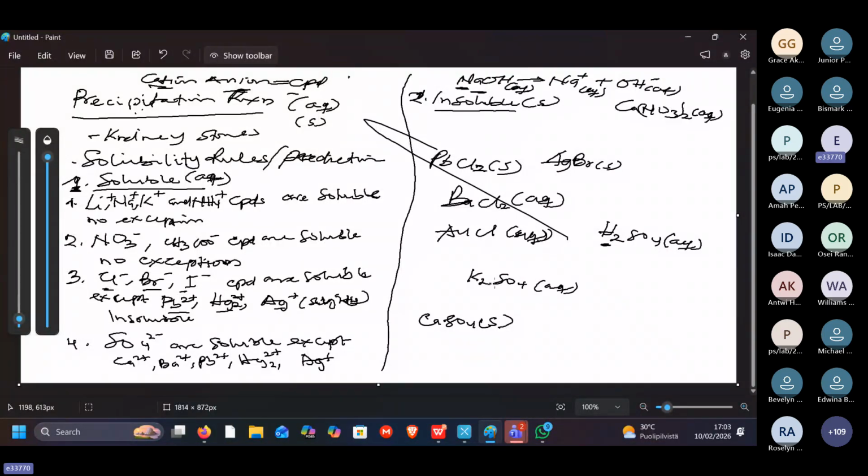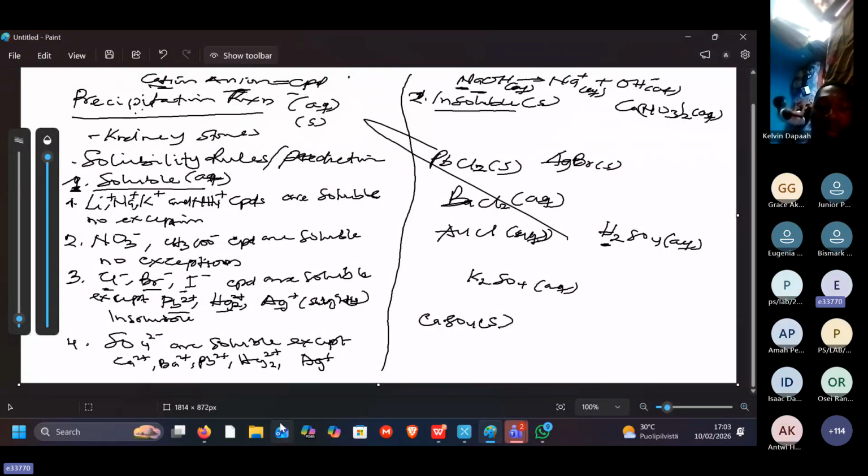Are you following? Okay. Well, I'll give you the rules and later I'll start giving you the compounds to predict their solubilities.